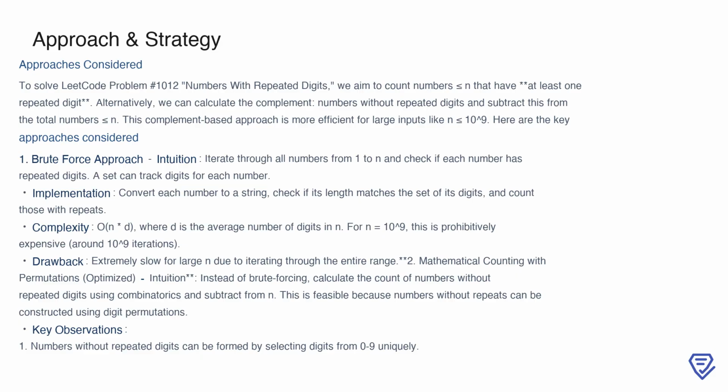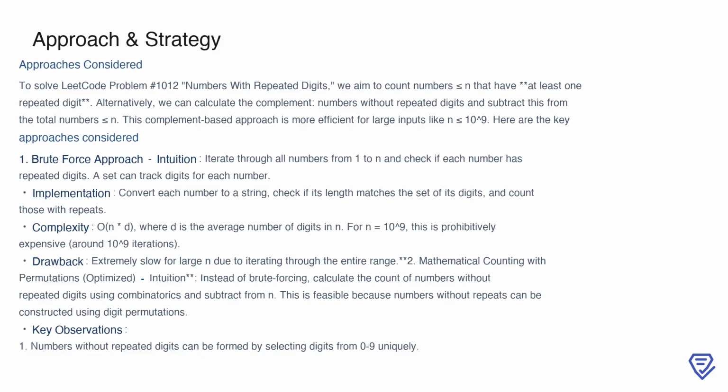One naive approach to this problem is brute force. Here, we would iterate through all numbers from 1 to n, checking each for repeated digits. To do this, we could convert each number into a string and check if its length matches the size of its unique digits. However, this approach has a very high computational complexity of n*d, where d is the average number of digits in n. For a large n, this becomes computationally prohibitive, as it would require billions of iterations.